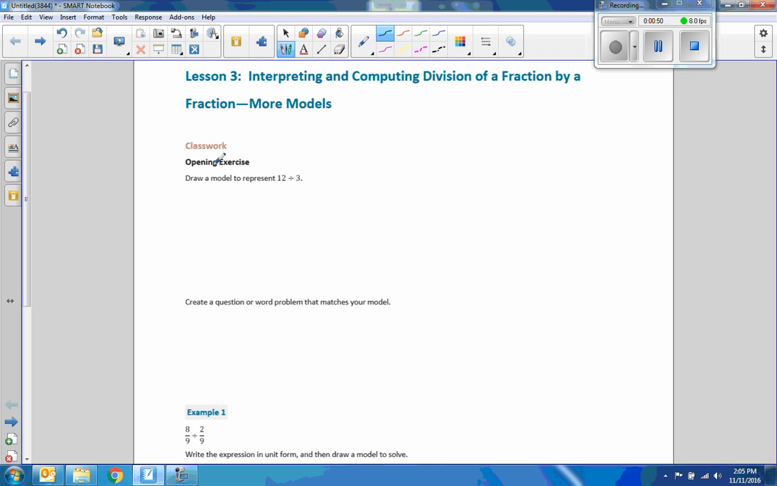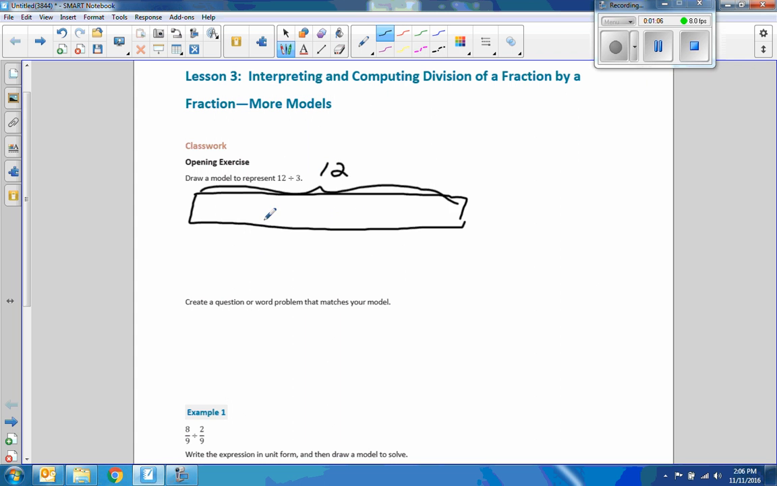So it says draw a model to represent 12 divided by 3. So if I took a tape diagram and it said that its total length, total volume or area, I should say, is 12, and I divide it into 3 equal pieces. 12 divided by 3, what does each piece equal? It's 4, because 4 plus 4 is 8 plus 4 is 12. 12 divided by 3 is 4.